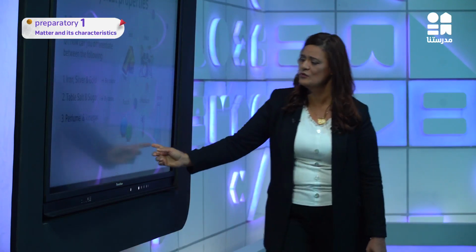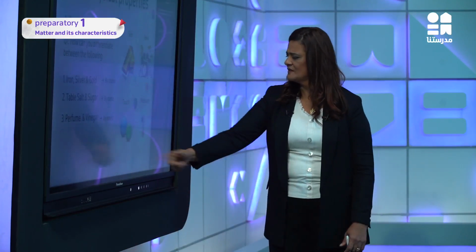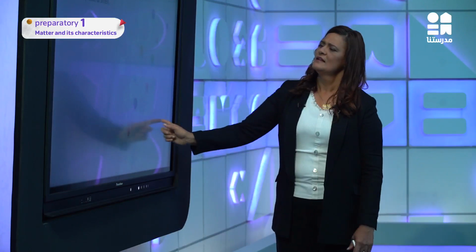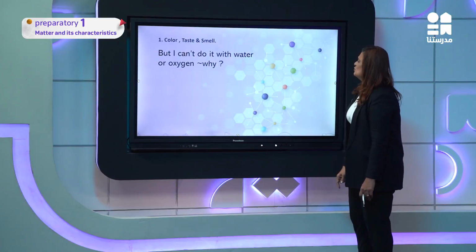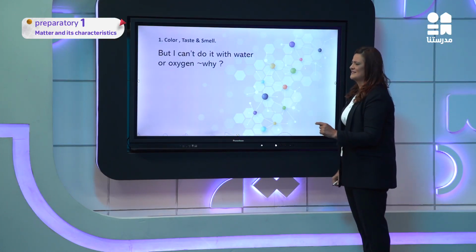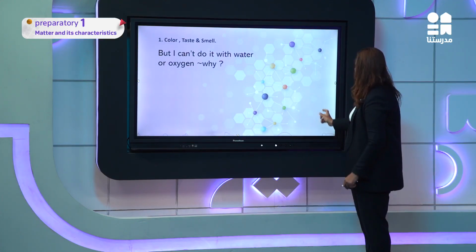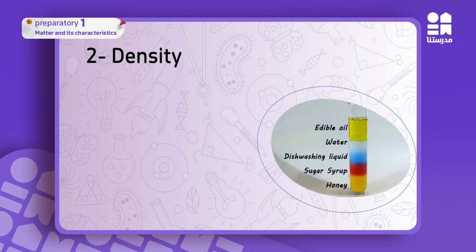Perfume and vinegar. You know what's meant by vinegar? How can you differentiate between them? By smell. Of course you can differentiate. You can know the difference. But I can't do it with water or oxygen. Why? Because water has no color, has no smell, and also oxygen. So how can I differentiate between them? By density. What do we mean by density?